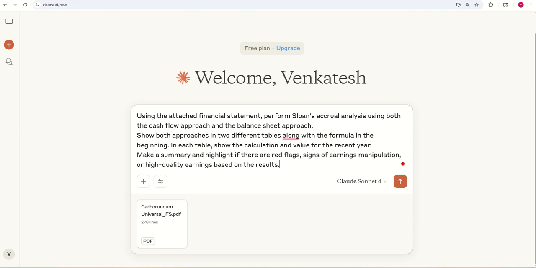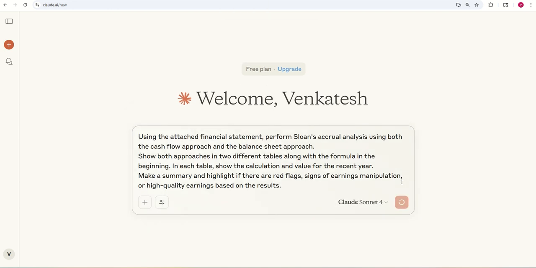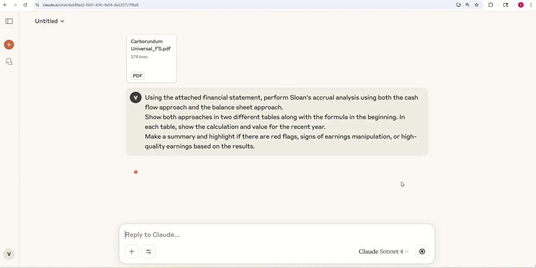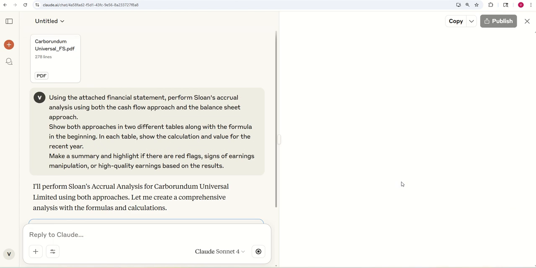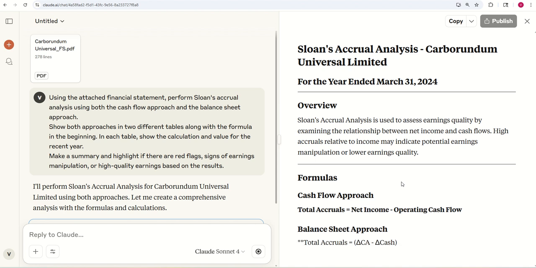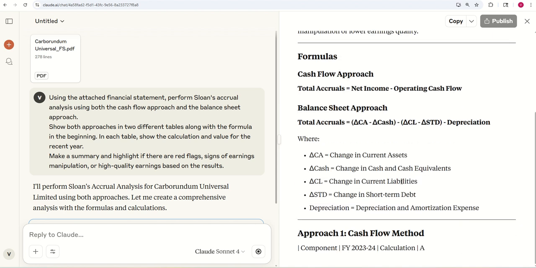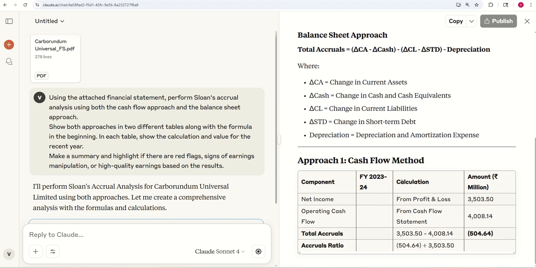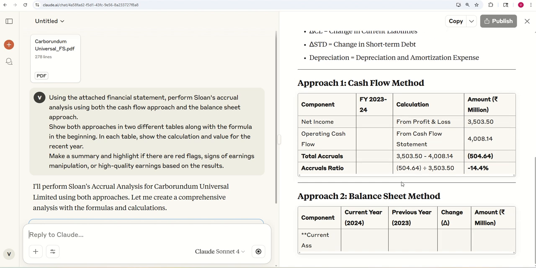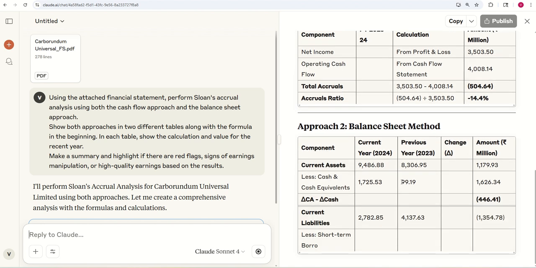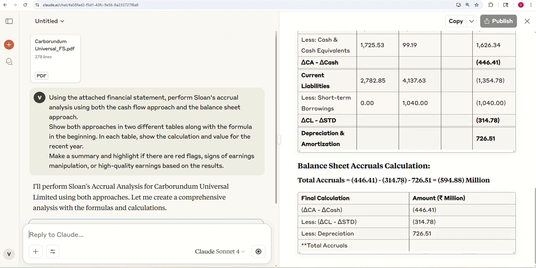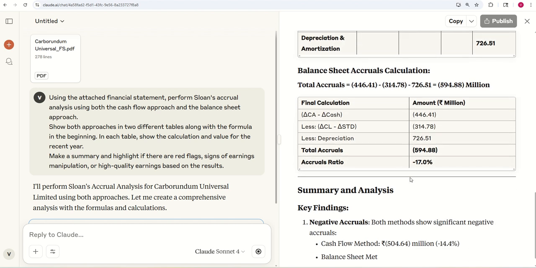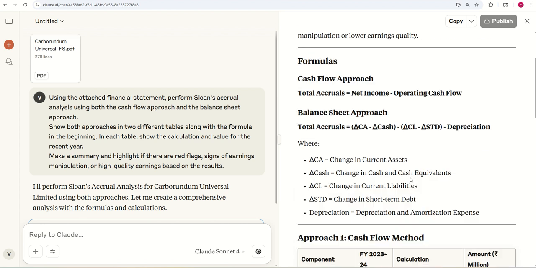This is the prompt. Let me run it. As you know, for every model we learn, we try it to see the output across two diverse companies. One is Carborundum Universal, another is Gensol Engineering, which is now in news for corporate governance issues. Let us see what the output is saying.